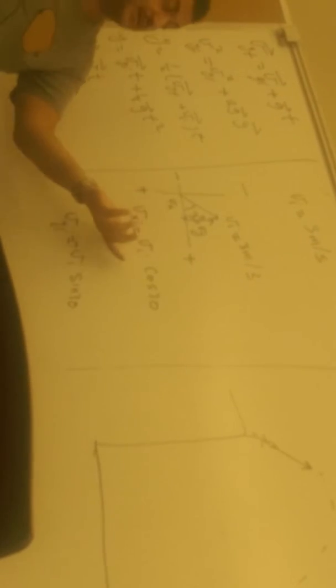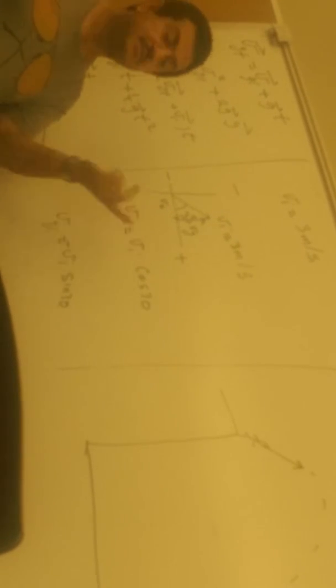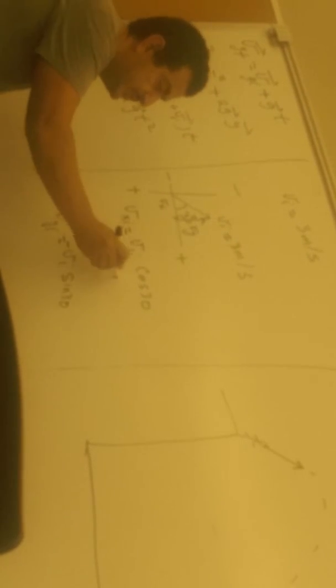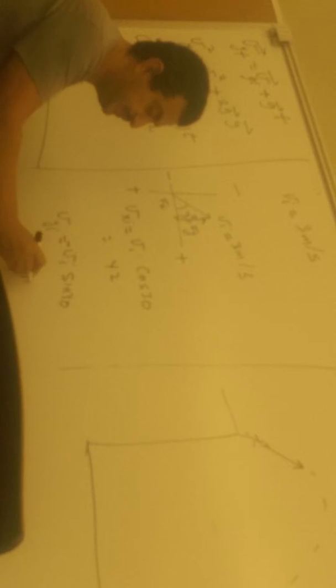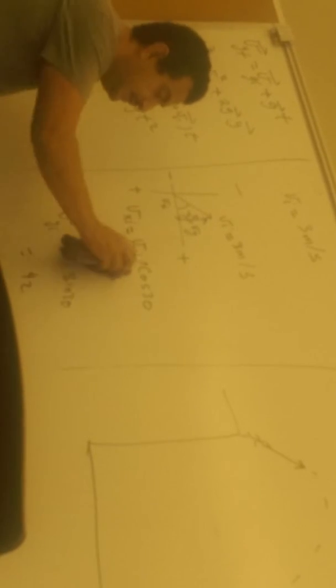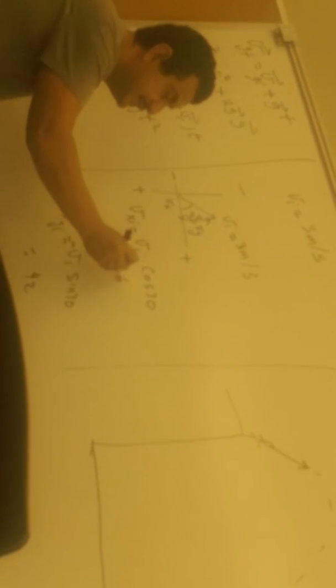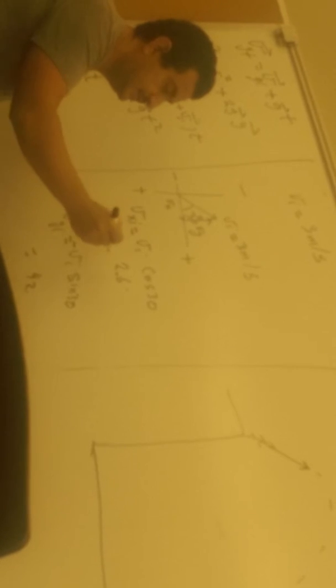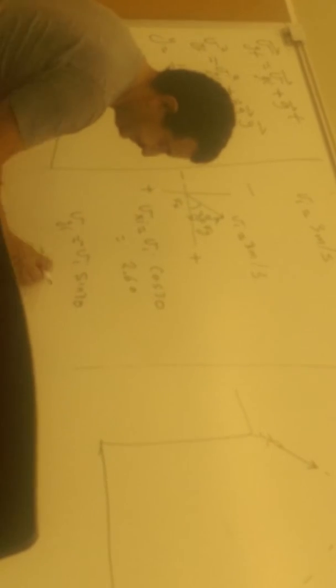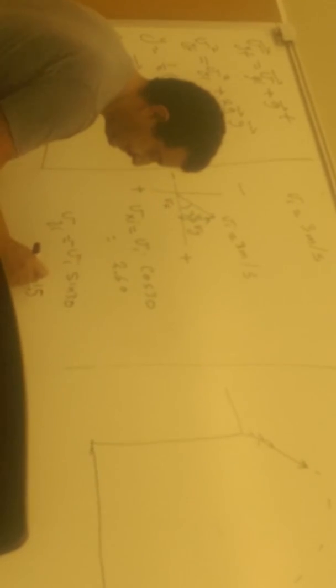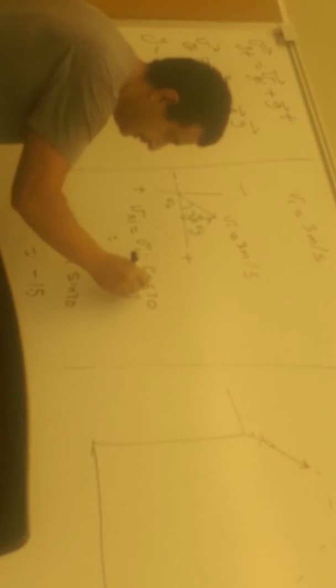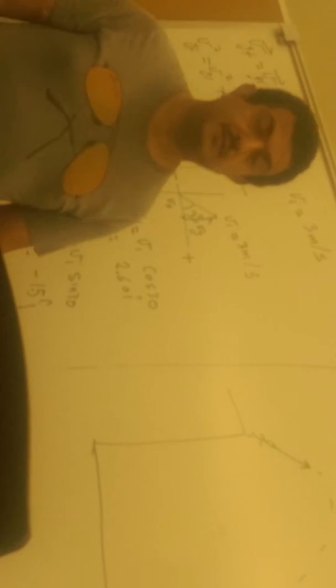But, good. And can I find numbers for these? Sure. 2.60, and the other one is negative 1.5. Good.